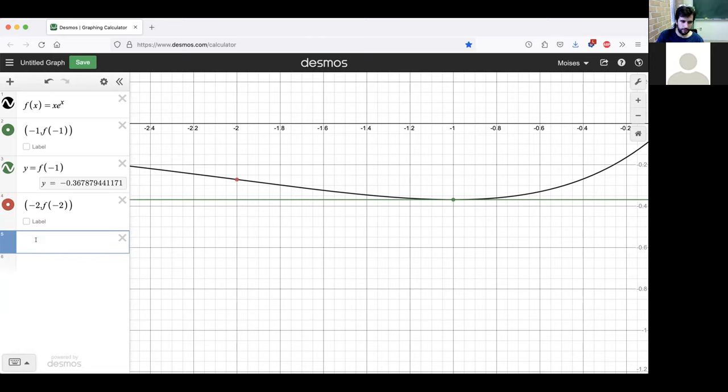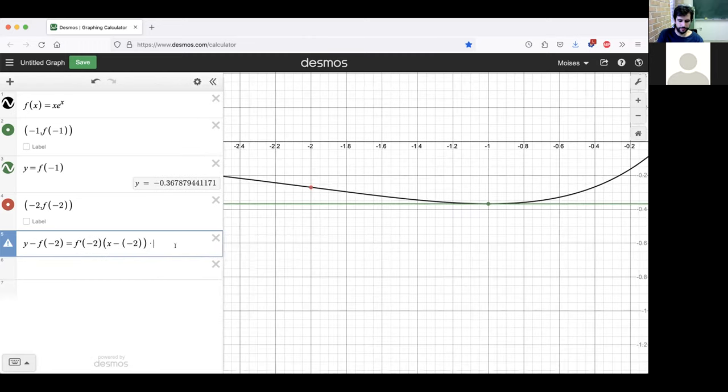It should mean that if we draw the tangent line at that point, it shouldn't be on either side, it should be on both sides. The tangent line always has this form: you take y minus the y value, equals the slope times x minus the x value, which is negative two. And the slope is the derivative. I'm not going to write it down because the computer will do it for me.